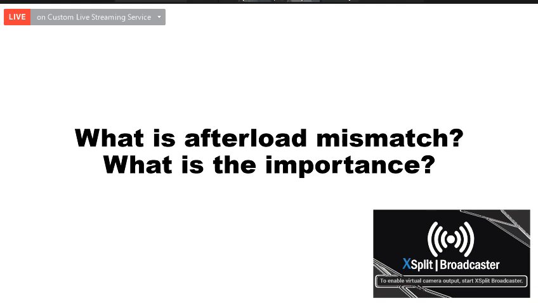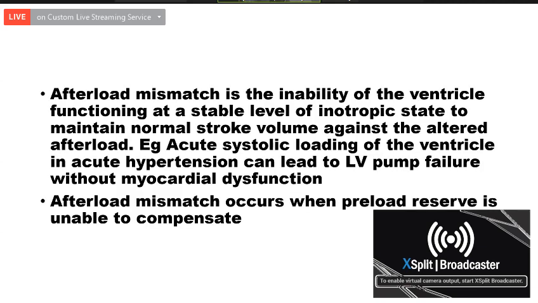When there is a significant afterload mismatch, the LV fails to pump an adequate quantity of blood. It can lead to heart failure. We'll quote an example, then it becomes clearer for you. Afterload mismatch is the inability of the ventricle, functioning at a stable level of inotropic state, to maintain normal stroke volume against the altered afterload.